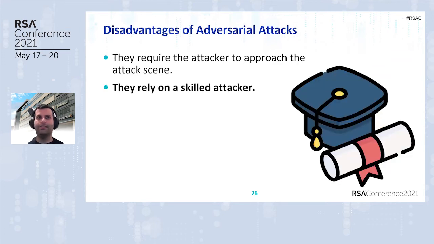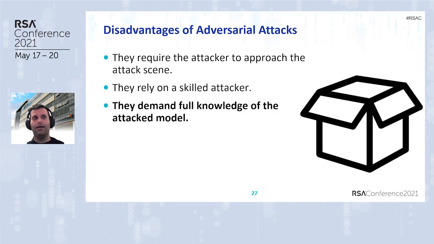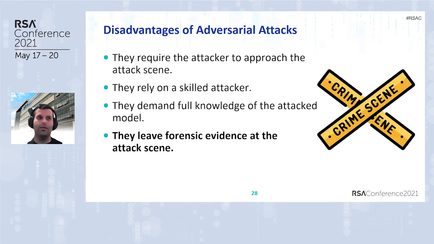Also, some adversarial attacks require skilled attackers. Some of the attacks require a deep understanding of data science, which limits the type of attackers that can apply these attacks. Other attacks are white box attacks, which means that they demand full knowledge of the attacked model. Other attacks leave forensic evidence at the attack scene. For example, stickers may help the police to find the attacker.